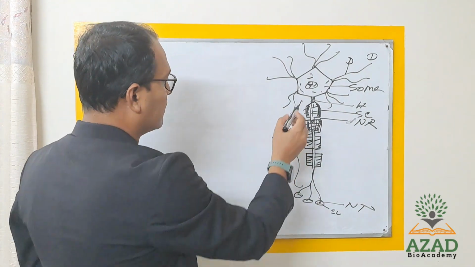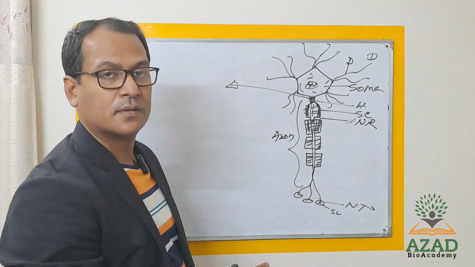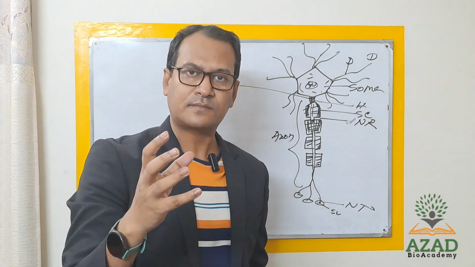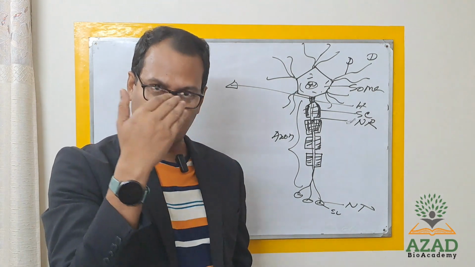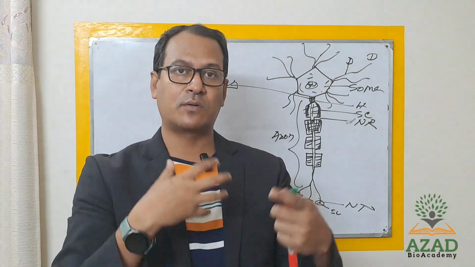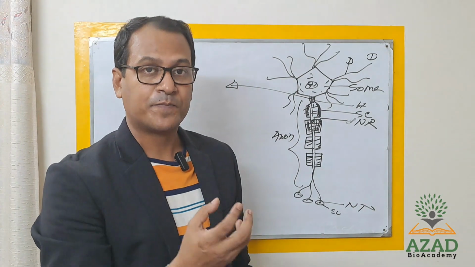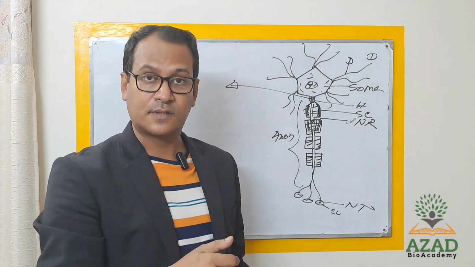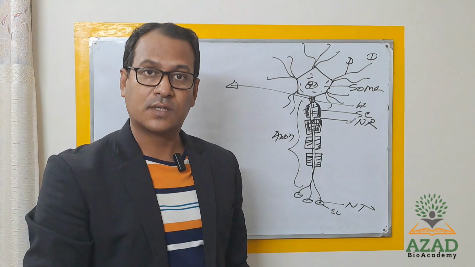Okay, and the hillock, this is the trigger point of the nerve cell. Very sensitive. There the voltage-gated sodium channel is very prominent, and voltage-gated potassium also. All other channels are there too. The sodium potassium ATPase, which is responsible for maintaining your membrane potential, is also present. But the hillock, the trigger zone of the nerve cell, is highly rich in voltage-gated sodium channels.